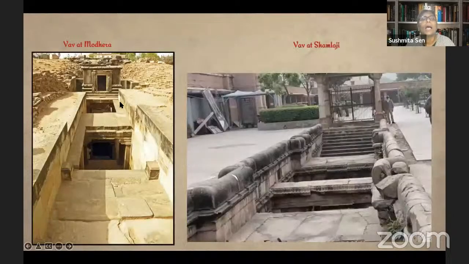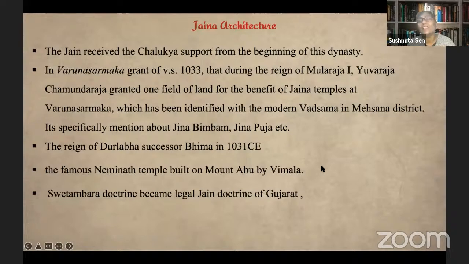So here the Modhera temple has another vav. This is very simple. And Shamlaji also has a vav, which is Nanda vav, which is one story down. You can see it. It could have been covered, and it could have been a place of gathering or talking. And then another very immediate feature of the Solanki sculpture is the Jains.